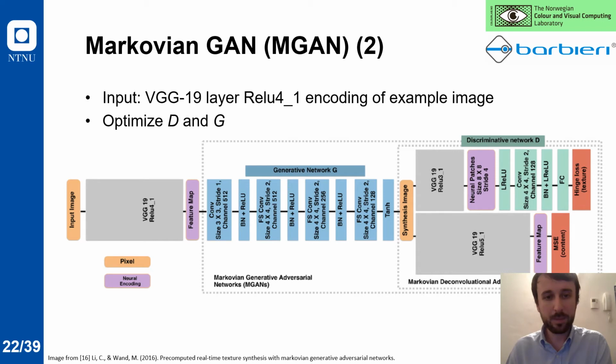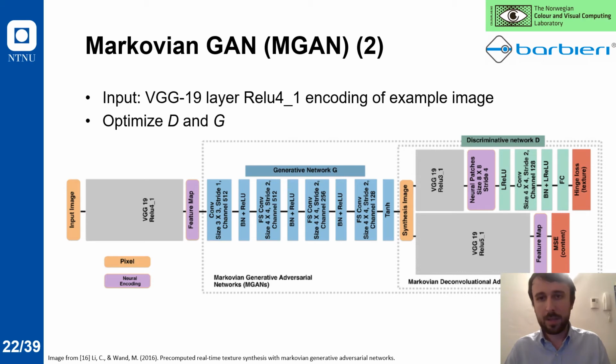Essentially, the MGAN is based on various single layers of the VGG19 network. First of all, it takes the ReLU4 layer and uses it to extract a Markov feature map that is fed to the generative network G, which essentially synthesizes the image.